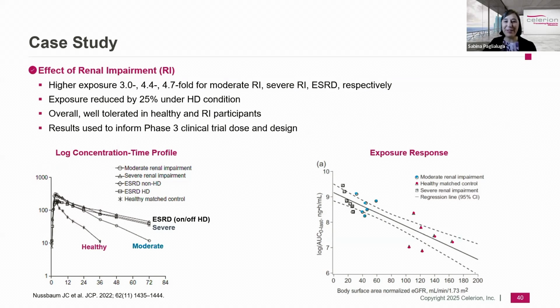Now, in the graph, you'll note that there was higher exposure with the moderates, the severes, and the end-stage renal disease patients compared to the healthy controls. And the exposure response analysis revealed that there was a relationship between renal function. The area under the curve increased with decreasing renal function. The results also revealed reduced renal clearance and that the drug itself was affected by hemodialysis. Overall, it was well tolerated, and the results from this study were used to inform their phase 3 clinical trial design.